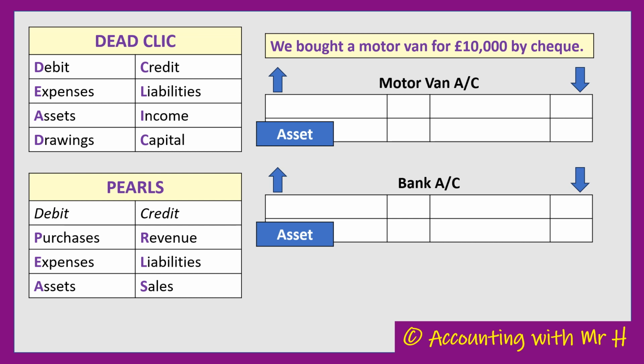So we bought a motor van. So we now have a van. So in my motor van account, we need to increase then that asset. We now own this van. So there it is coming on the debit. But we've spent money. So that's going to reduce the asset of bank. So on the credit side of the bank, I need to reduce then the amount that we have in the bank. And there we go.